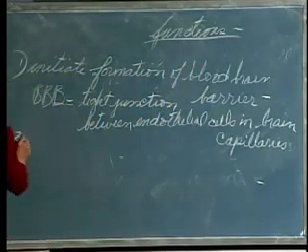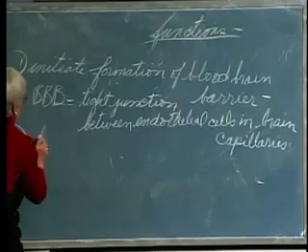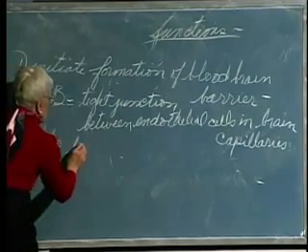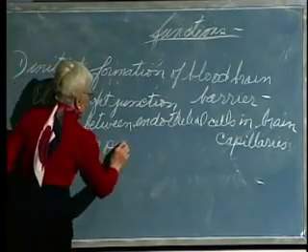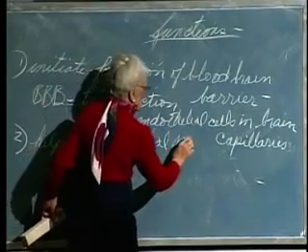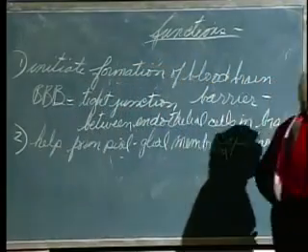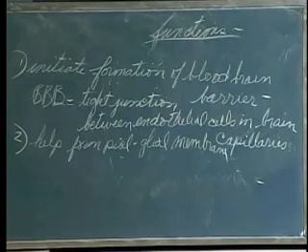What else? The astrocytes help form the pial glial membrane. Now, what in the world is that? We talked about the membranes that protect the central nervous system. Well, the pia is the one that's adherent to the CNS.